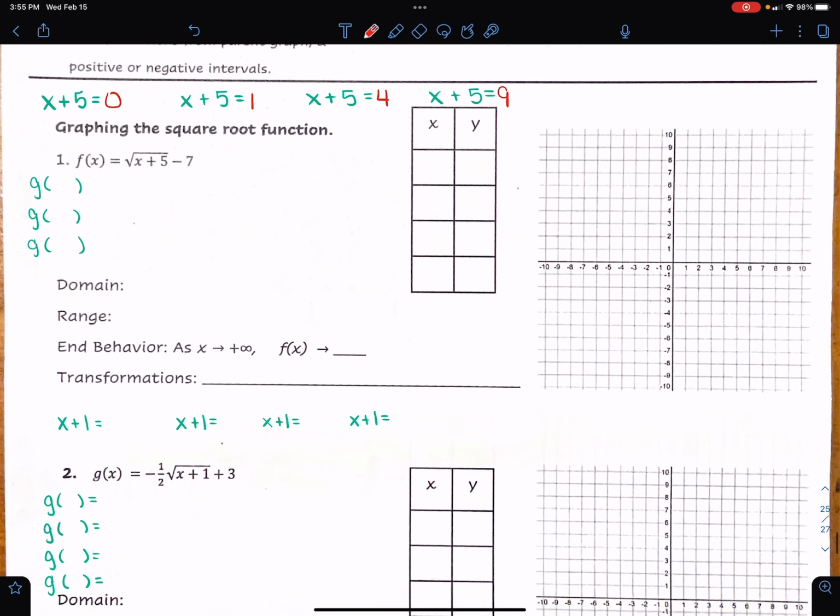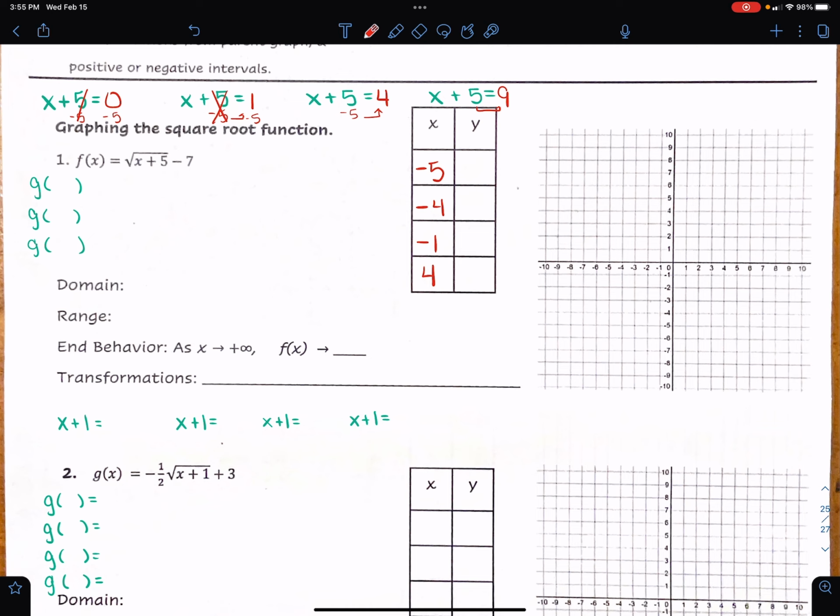All right, so let's go ahead now and think about what x would equal. Well, in this case, I'm going to subtract 5 from this side, subtract 5 from this side. So when I do that, I get x equals -5. Then here, I'm going to subtract 5 from both sides. So 1 minus 5 makes -4. Subtract 5 from both sides. So 4 minus 5 gives me -1. I'm going to subtract 5 from both sides. So 9 minus 5 gives me 4.